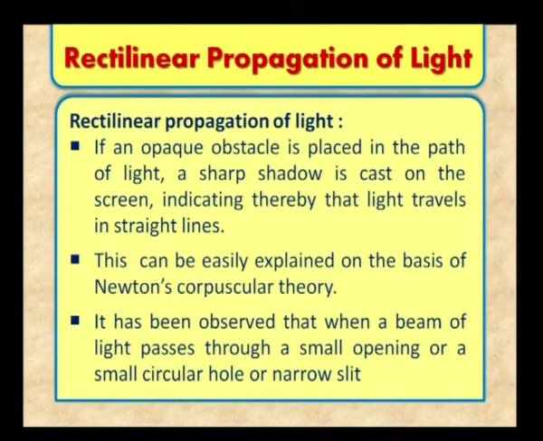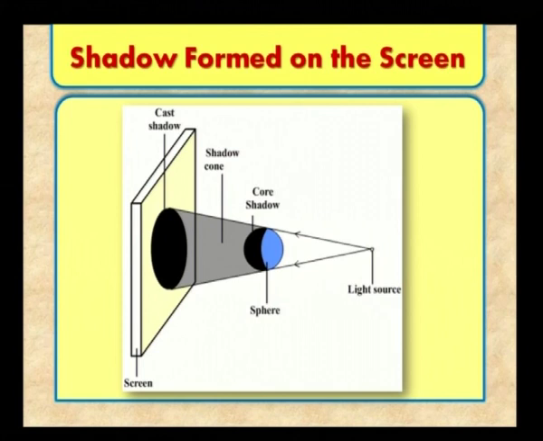If an opaque obstacle is placed in the path of a light beam, a sharp shadow is cast on the screen, indicating thereby that light travels in straight lines. This can be easily explained on the basis of Newton's corpuscular theory. I think that should be understandable. It has been observed that when a beam of light passes through a hole or narrow slit, then light bends, right. Shadow formed on the screen: as I told you, you have a light source, you put a ball or some sort of obstacle in the path of the light beam, then you get a shadow, right.